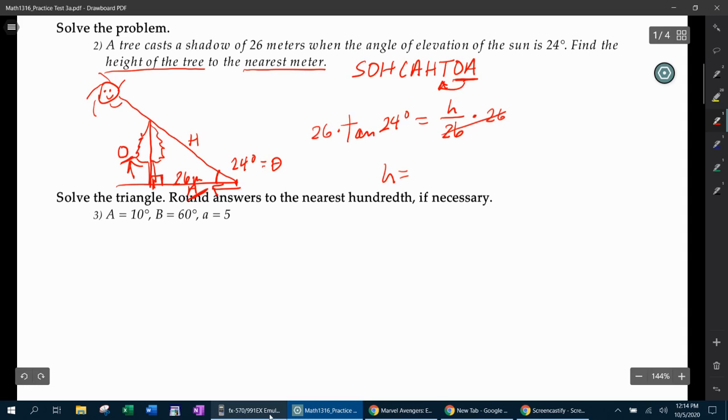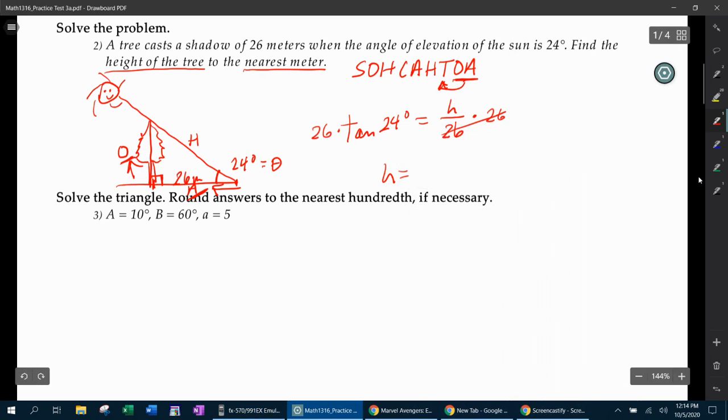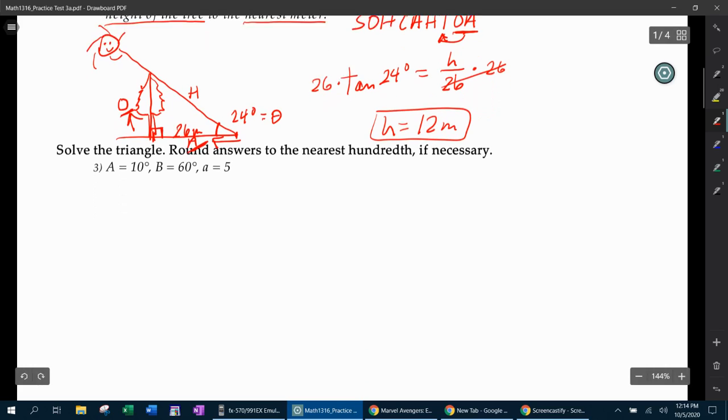Now, we will need a calculator for this. And we do need to be in the right mode. So please make sure that you're in the right mode when you're using a trig function. And it says round to the nearest meter, so that 5 is going to make the 11 become a 12. And so the height of this tree to the nearest meter is going to be 12 meters. And that's done for number 2.